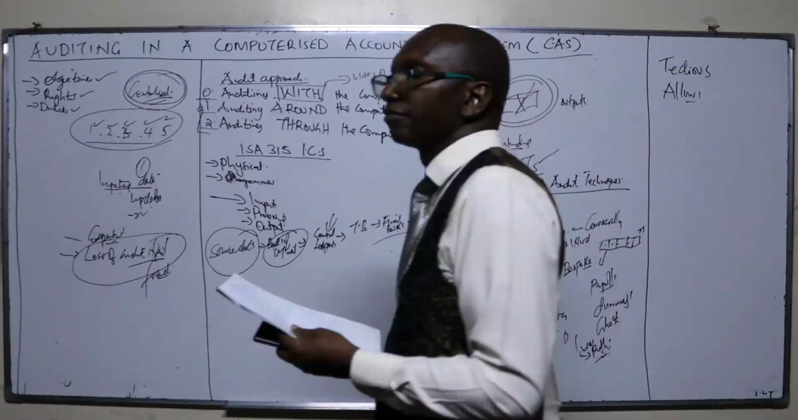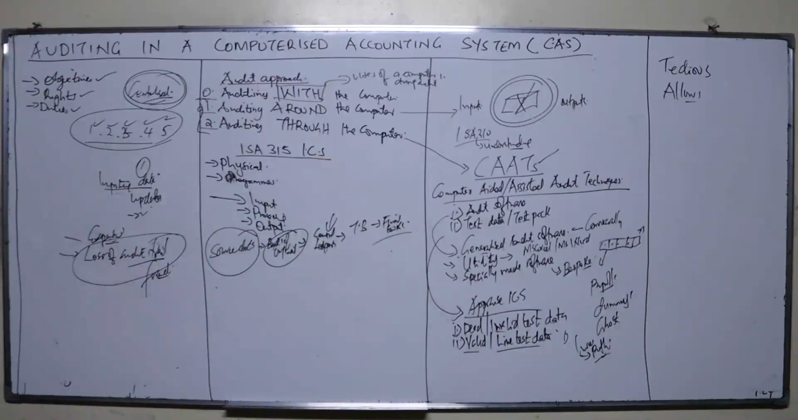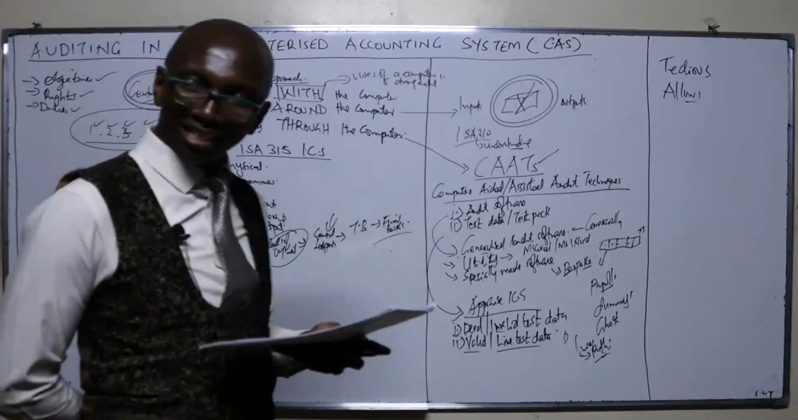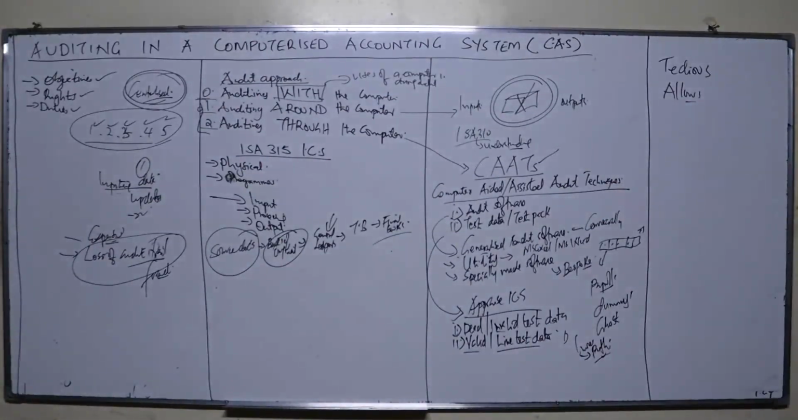Another advantage? It facilitates data sharing. We captured that point when we discussed types of ISA 230 working papers, when you talked of automated working papers under the advantages, you remember? We can always share data very conveniently. Excellent.